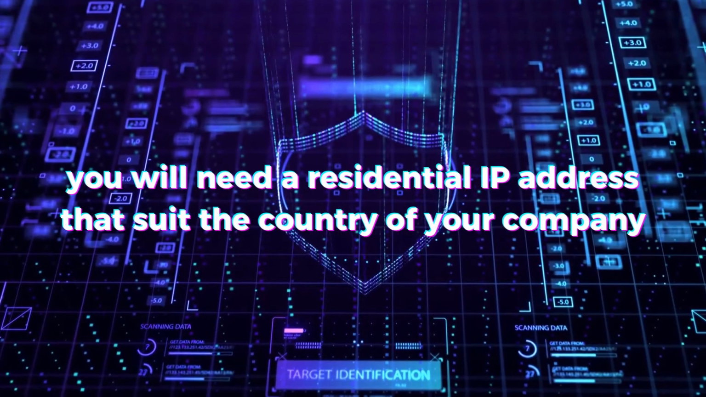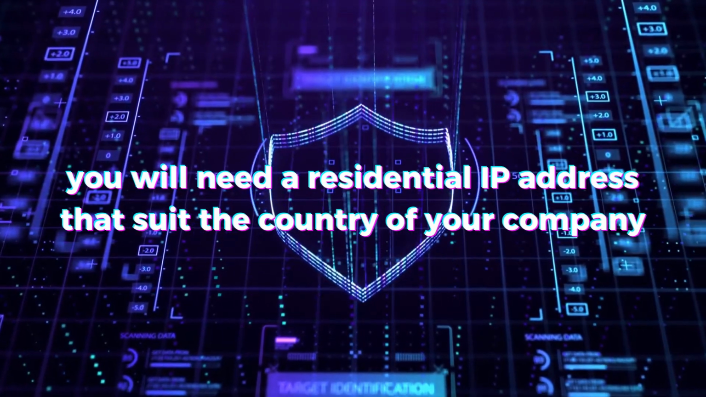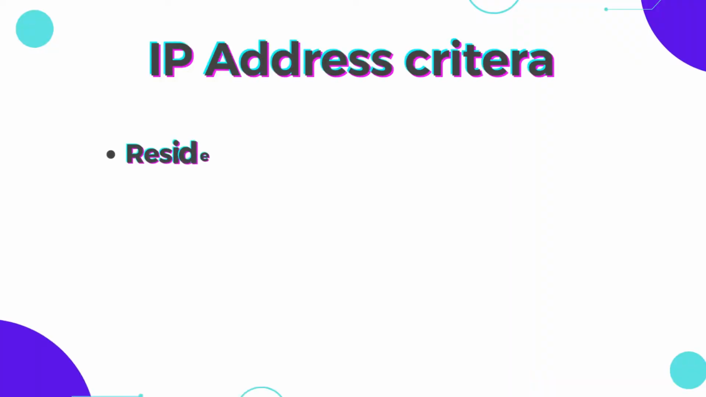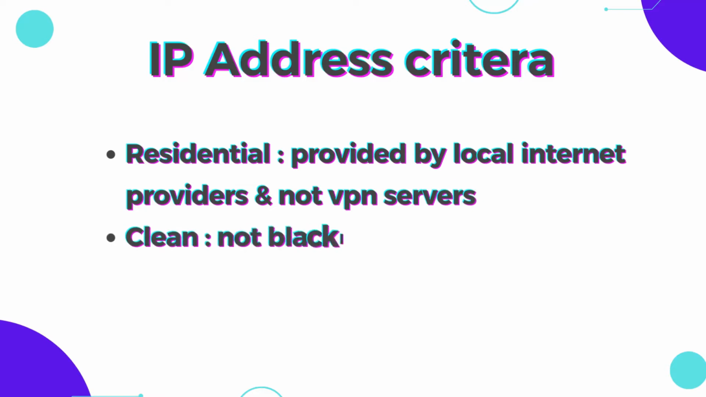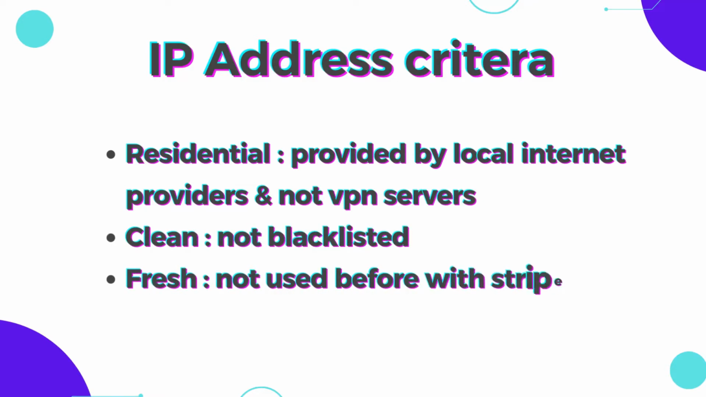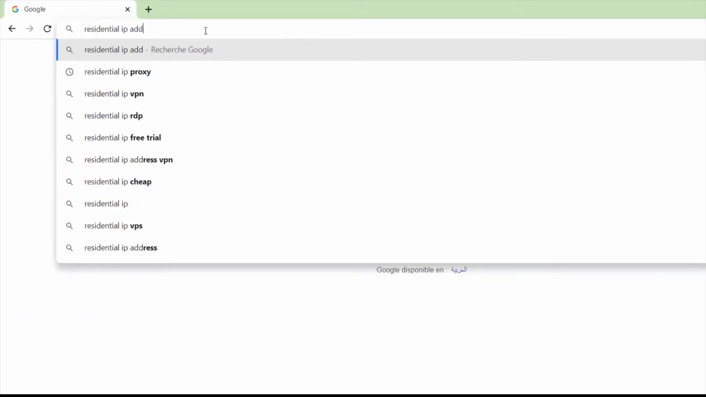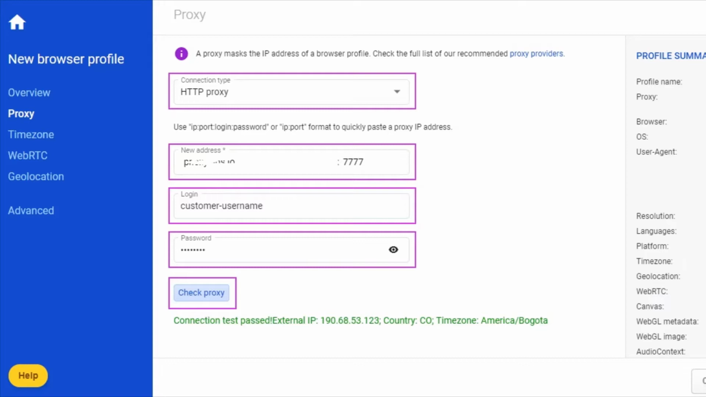So you need an IP address that suits the country where you're creating your company. You will need a residential IP address, which means an IP address that's provided by a local internet operator and not belonging to VPN servers or RDP services. This IP address must be clean, fresh, and static. Many services provide this kind of IP address. Once you get one, you install it in your multi-login browser. Make sure that the time zone and the GPS location of your browser match the residential IP address installed.